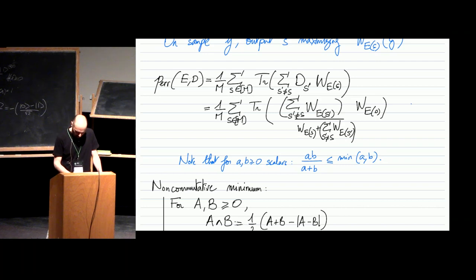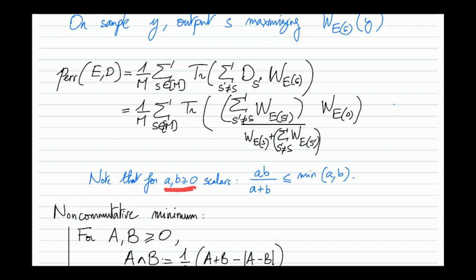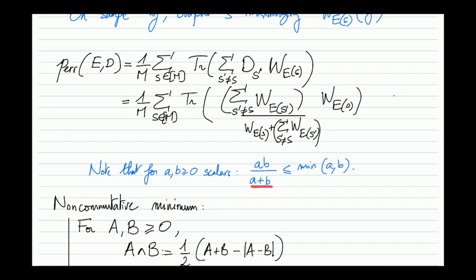Okay, so how do we analyze this expression? Let's imagine for now that these are scalars. How can we easily bound this expression? Note that for non-negative scalars A and B, I have A times B divided by A plus B. It is simple to see that this is at most the minimum of A and B.